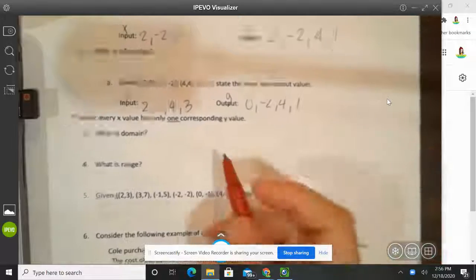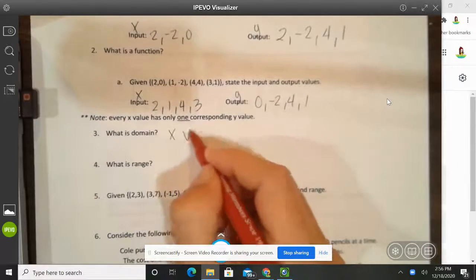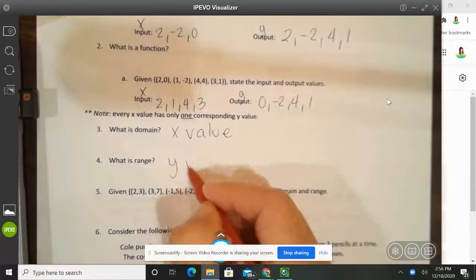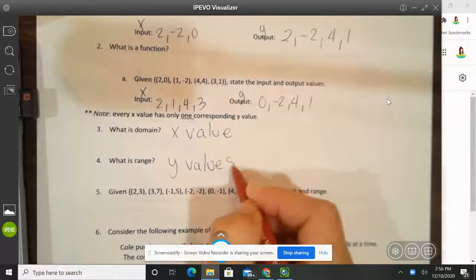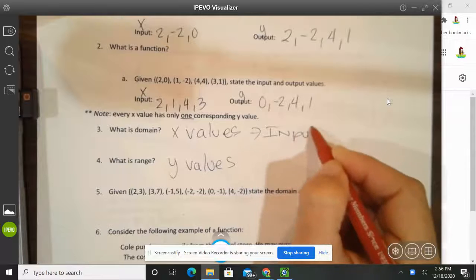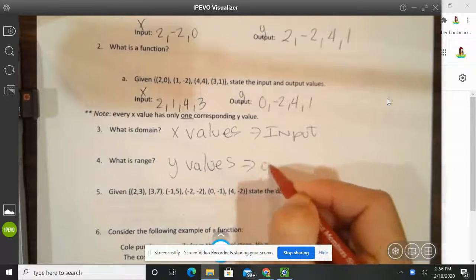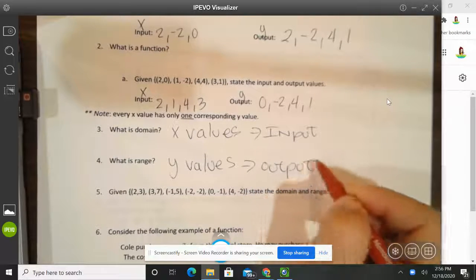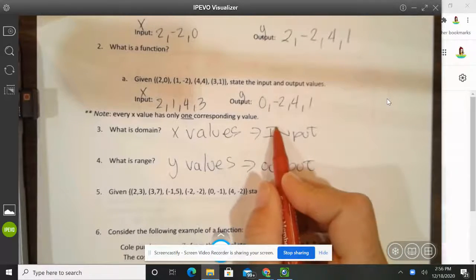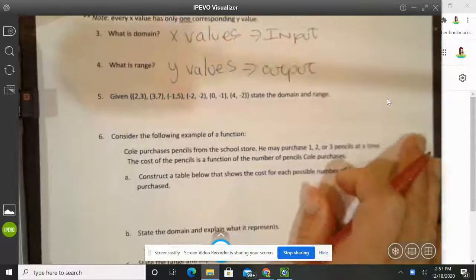So domain are all my x values. My range are my y values. So in this case, this is my input also, and this is my output. This is the result of inputting your domain. All right, so just some definitions here.